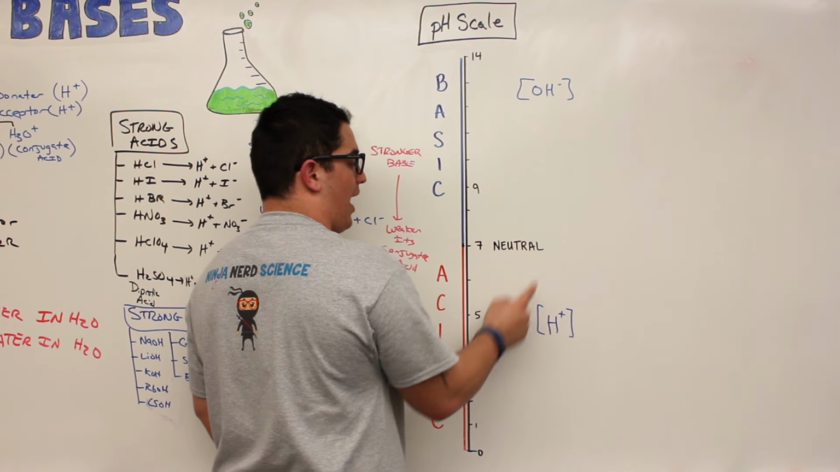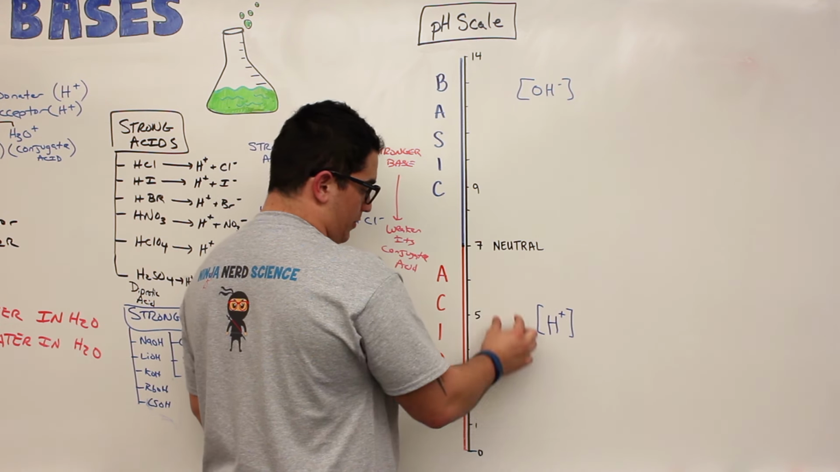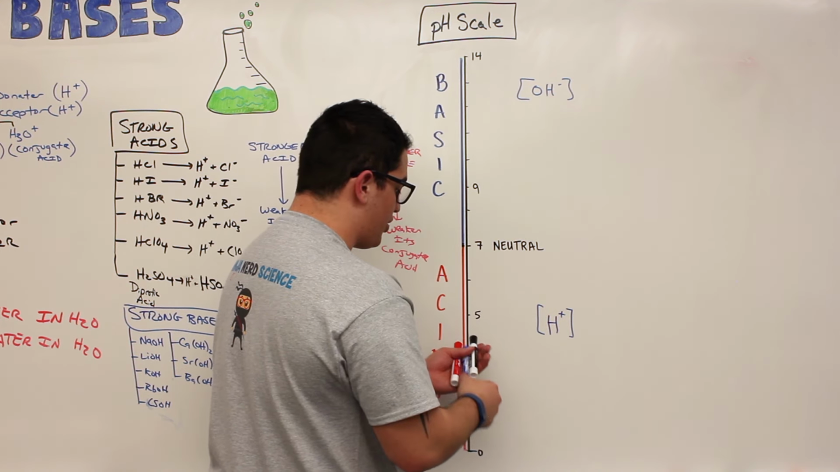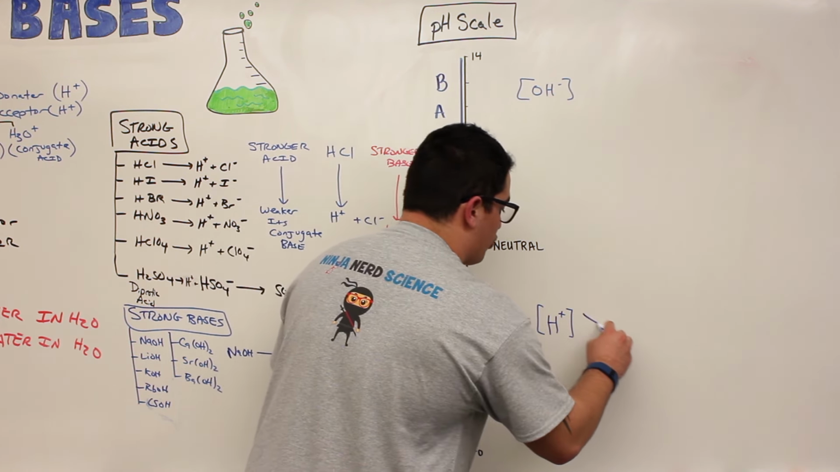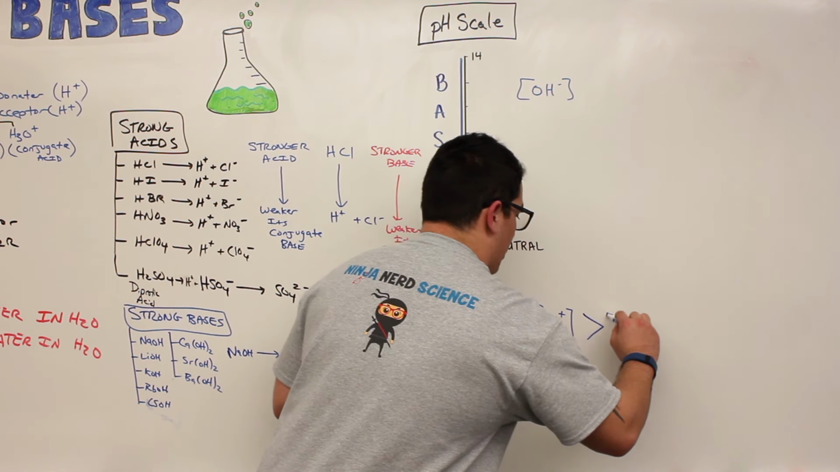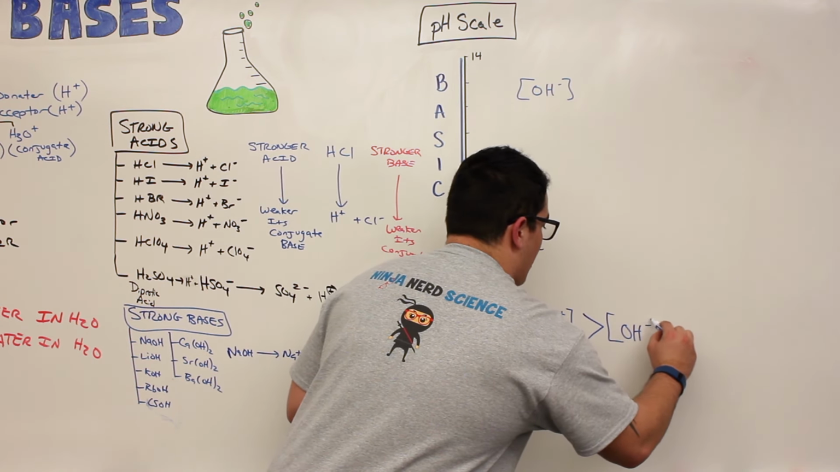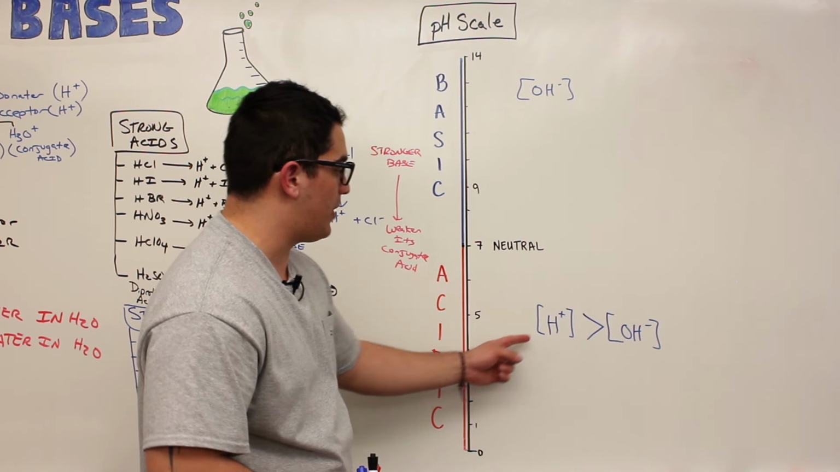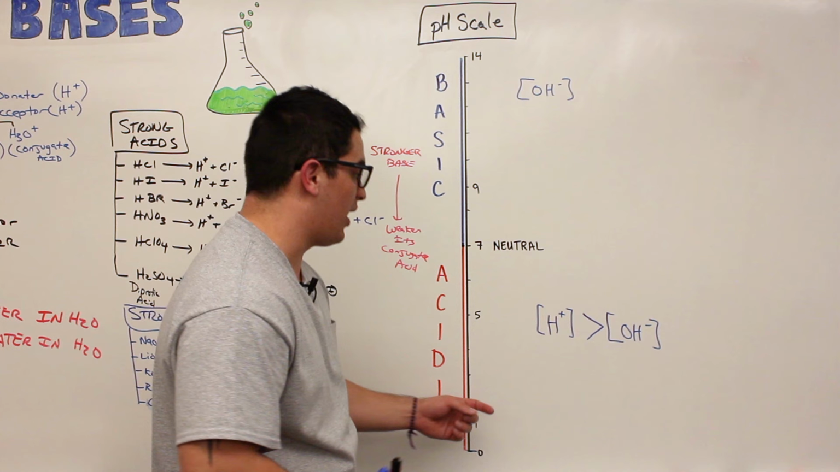So again, if I were to say, okay, I got a solution that can have H pluses and I got a solution that can have hydroxides, how do I know specifically that it's acidic? Well, that means that the H+ concentration in the acidic environment is greater than the concentration of the hydroxide ions, because the more H pluses, the more acidic.